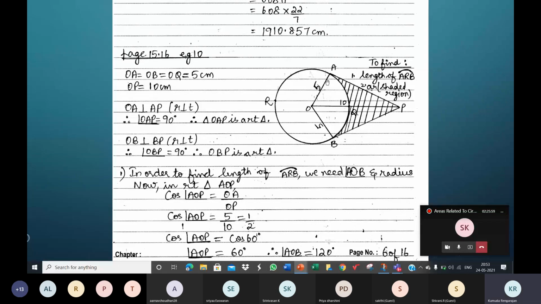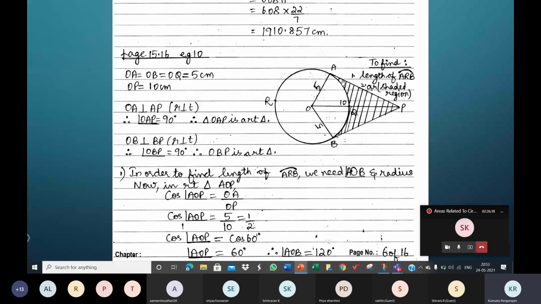Now, these two are right triangles. Now you need to find this angle AOP so that you can double it and find the angle AOB. You can double AOP and find angle AOB. So how do you find angle AOP?